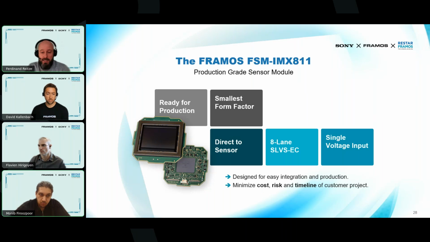And last but not least, it offers a single voltage input optimized for image performance, and this drastically simplifies the design compared to the 8 individual voltages that the IMX811 itself requires. In short, the FSM IMX811 is designed for easy integration and production, and it minimizes cost, risk, and timeline of your projects.